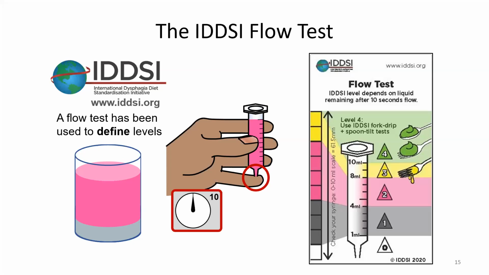As you can see, however, once we get up to levels 3 and 4, there's a fork on the side of the card and a spoon on the top of the green zone, indicating that additional tests are needed to confirm the consistencies of liquids in that zone.